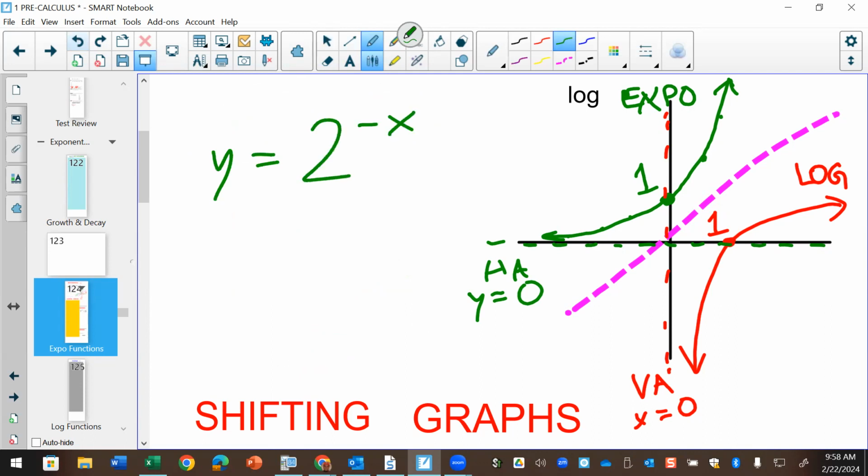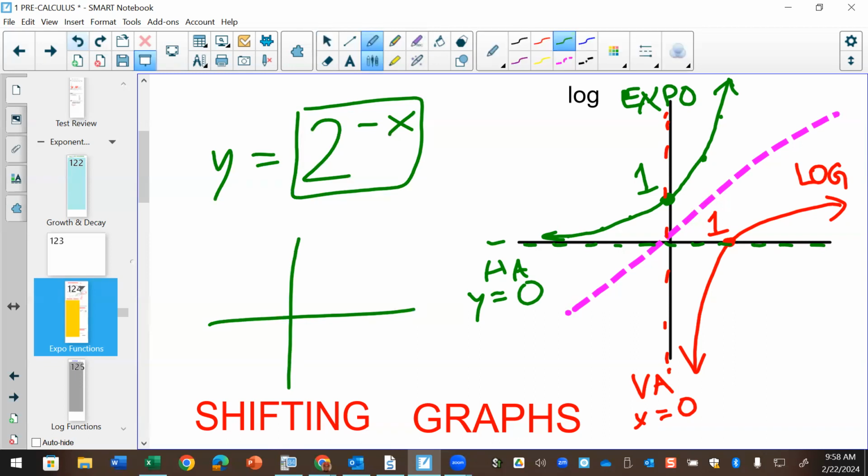Okay. Whoops, I drew it in green. So it is an expo. Where's the negative this time? Inside or outside? Inside means side to side. So flip it sideways. What does it look like?